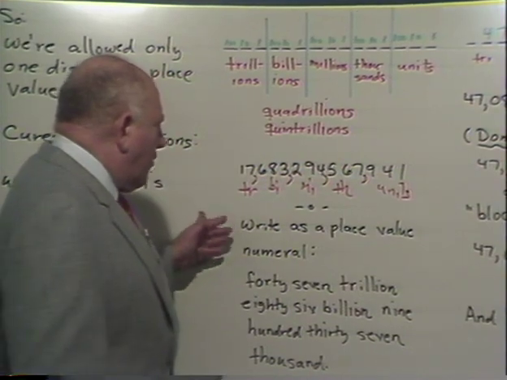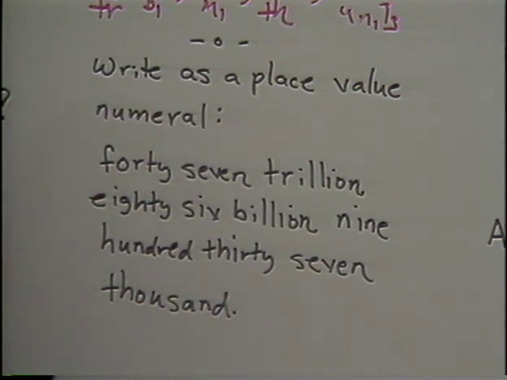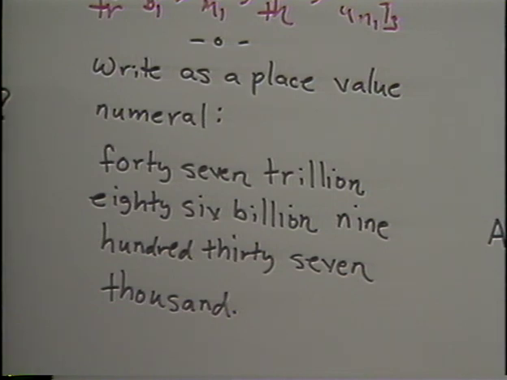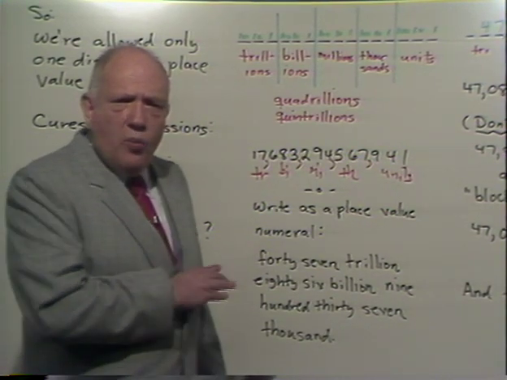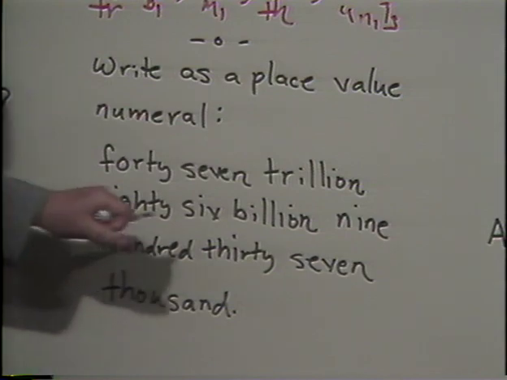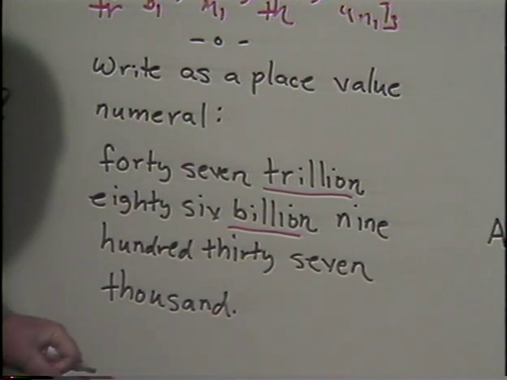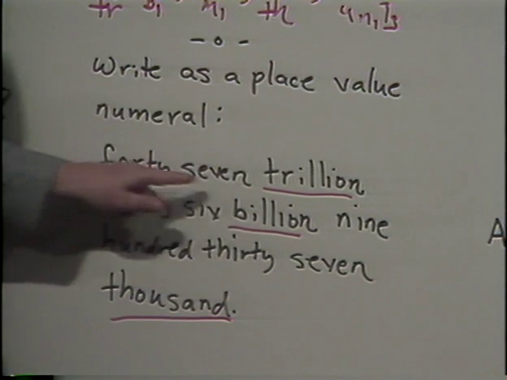Suppose I say to you, write as a place value numeral, and this scares a lot of people. And I'm not even talking about people who have English as a second language, English as a first language too. 47,086,937,000. See, this is a game where we go after big fish. What are the nouns we're looking for in this game? Units, thousands, millions, billions. You see, ones, tens, and hundreds we don't go after. So what we look for are key words. Here's the word trillion. Here's the word billion. Here's the word thousand. What adjectives modify these nouns?